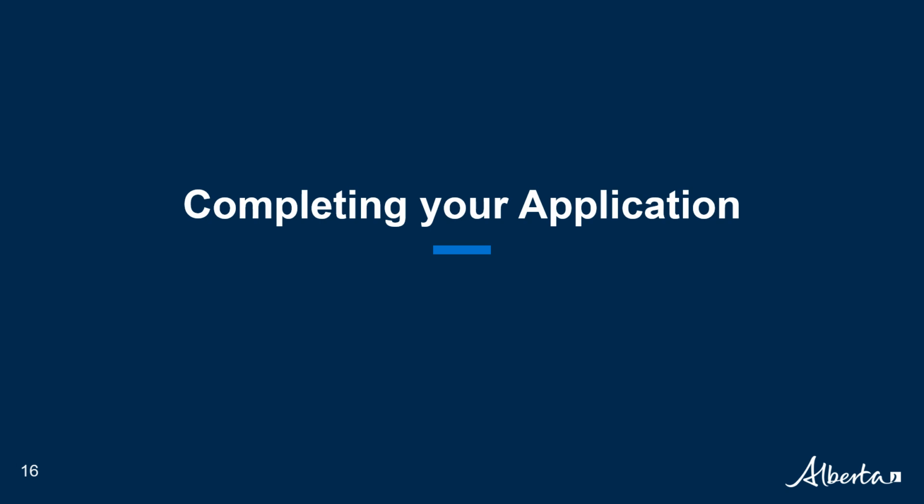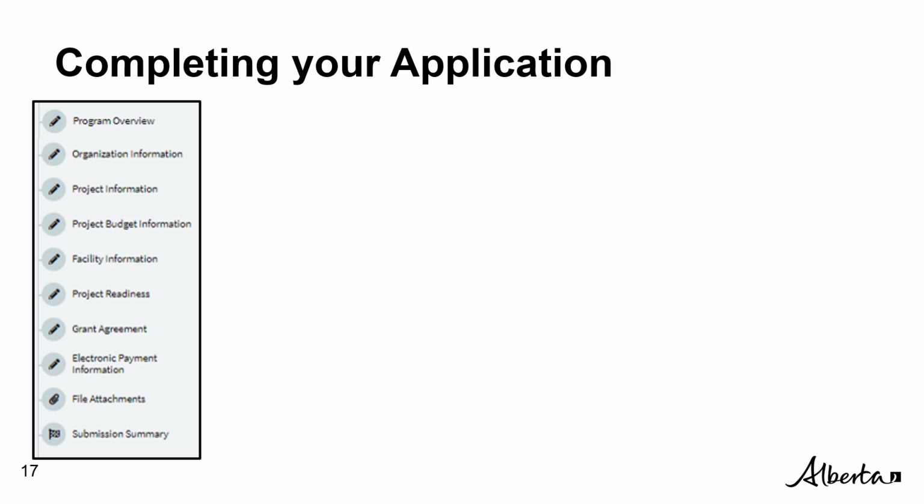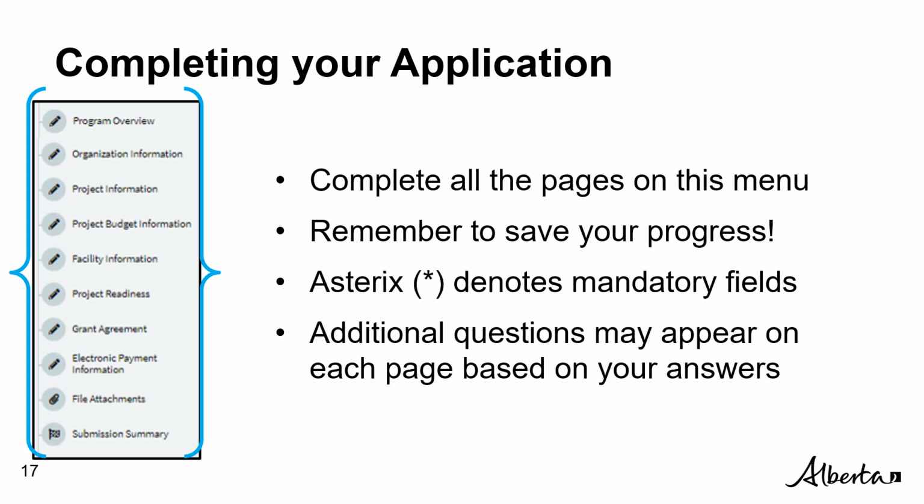Now, let's review how to complete and submit your CFEP Small application. Once you have successfully completed your applicant profile, you will be directed to your blank application. The tabs in the left-hand menu will have all the pages that you need to complete. As you fill out your application, please keep the following in mind. Save your progress. And any questions with an asterisk next to it means that it is a mandatory field. You will not be able to submit your application if it is left incomplete.